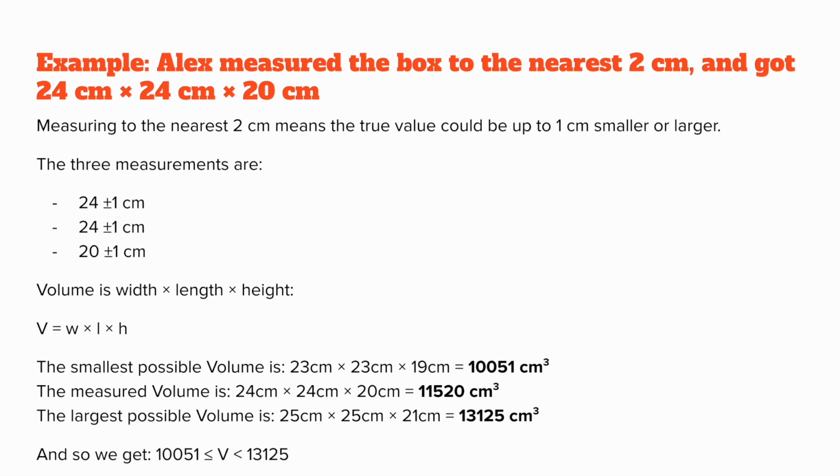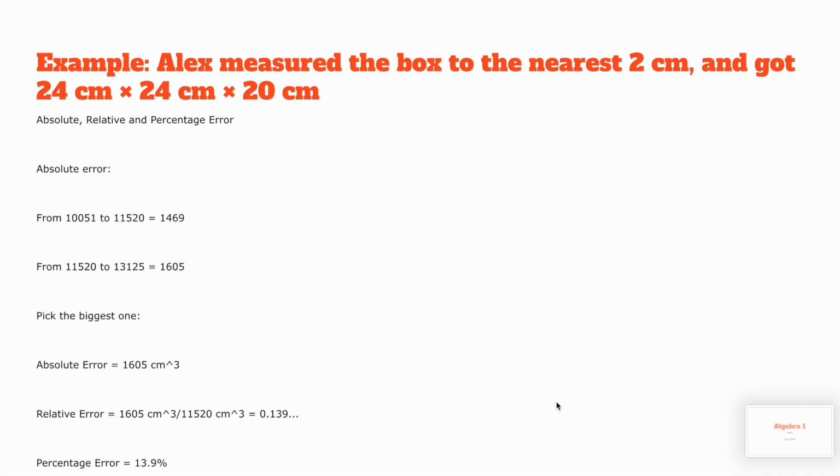13,175 centimeter cube. And so we get volume is bigger or same as 10,051, but smaller than 13,125. So the absolute error should be from 10,051 to 11,520, which is 1,469, or from 11,520 to 13,125, which should be 1,605. So we need to pick the biggest one. So the absolute error should be 1,605 centimeter cube.